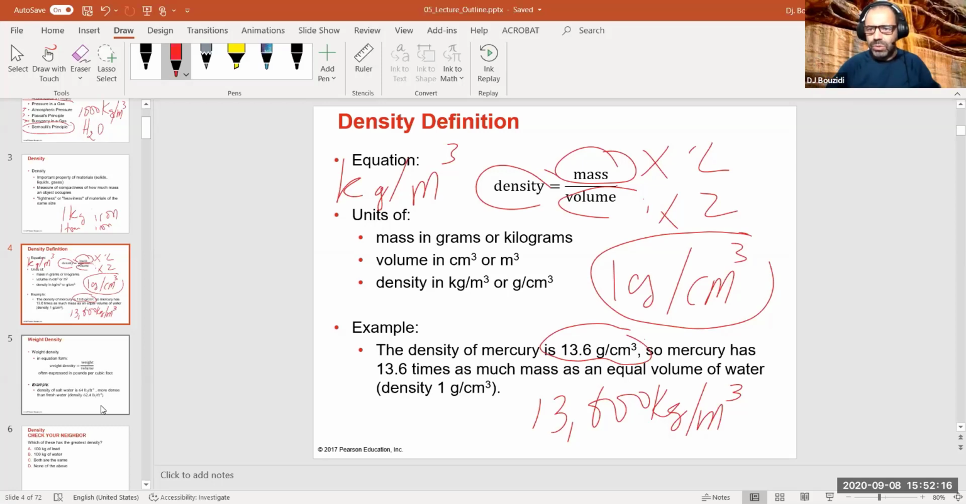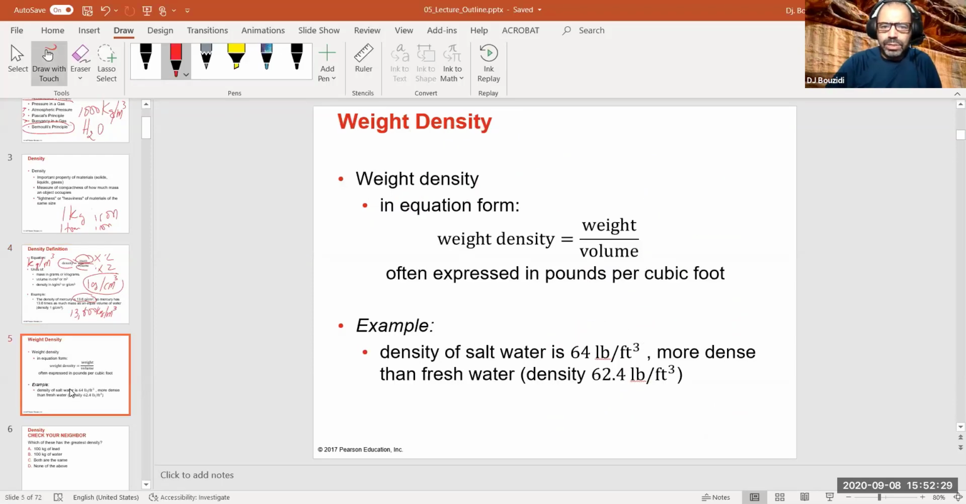Take a car, compress it to about a cubic meter. Cars are less dense than water, because they have a lot of space inside them. In addition, in the United States they use the pound a lot, and you can use the weight density instead, which is pound per cubic foot in this case. But again, that's only specific to here.